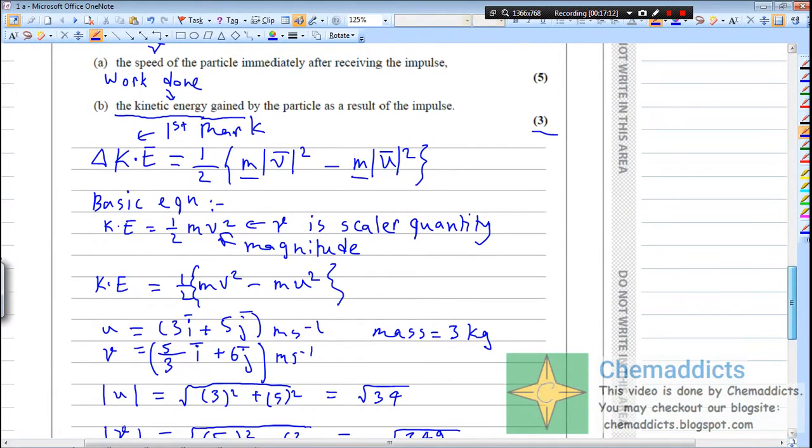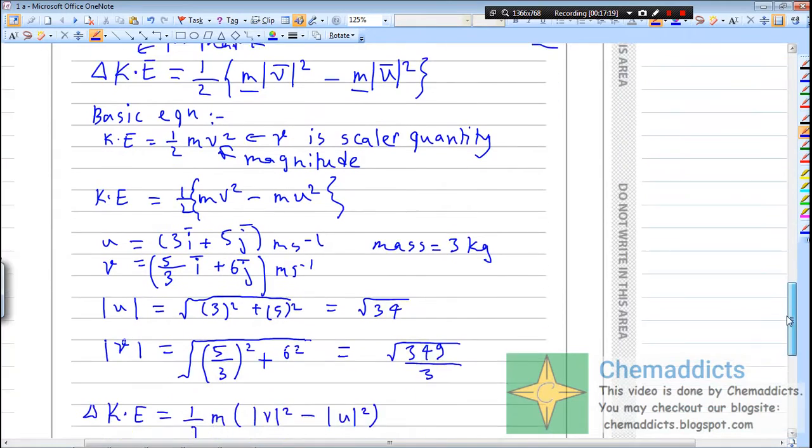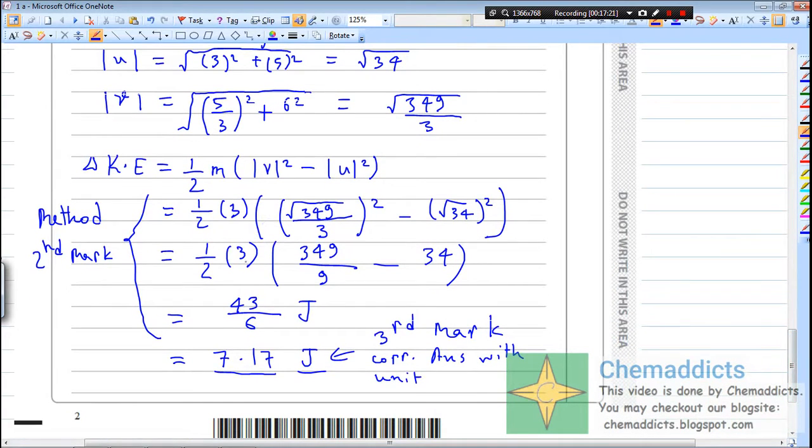So let us review this again. We gain the first mark when we mention this equation. The second mark is for the method. If we do this method correctly, we gain the second mark, and the last, the third mark, is for mentioning the correct numerical value with unit, the correct answer with unit. So that's the end of this solution.